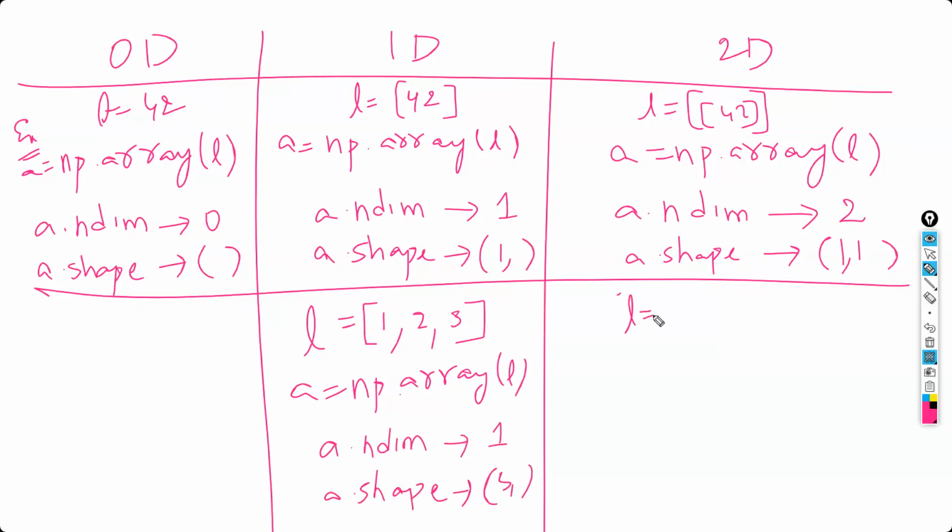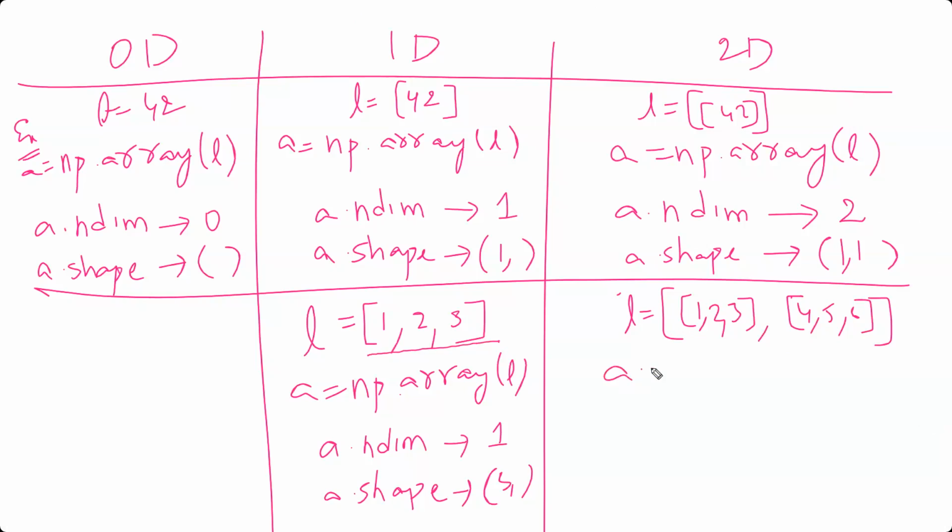Now L is equal to, I'm going to take the first row as 1, 2, 3. This is my first row. Row number 2 is equal to 4, 5, 6. This is row number 2. Here, one one-dimensional array is there, but how many one-dimensional arrays are here? 2 one-dimensional arrays are there. This is a one-dimensional array, this is also a one-dimensional array. A combination of more than one one-dimensional array is called 2D.